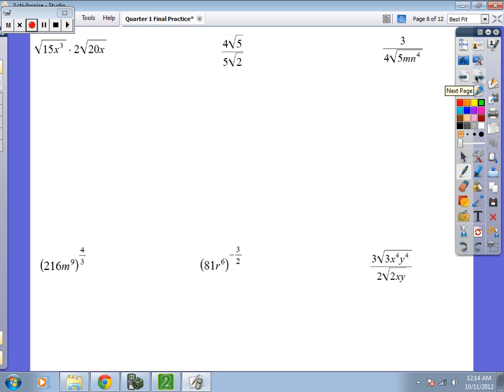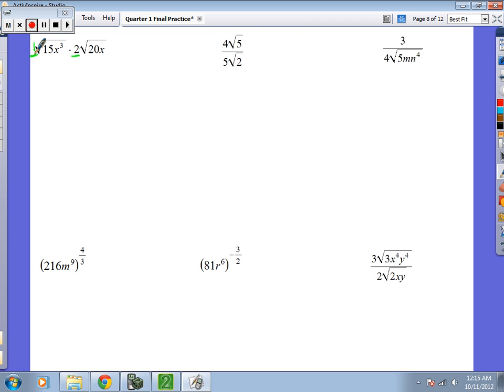Alright, let's do a couple of these, and then I think we're going to have to cut it in half, do part 2. Here we go. Multiply, so you're going to multiply what's on the outside, which is a 2 and a 1, together. So 2 times 1 is 2, and then you're going to multiply what's underneath together. 20 times 15, that's 300, and x cubed times x to the 1 is x to the 3 plus 1, so it's x to the 4.